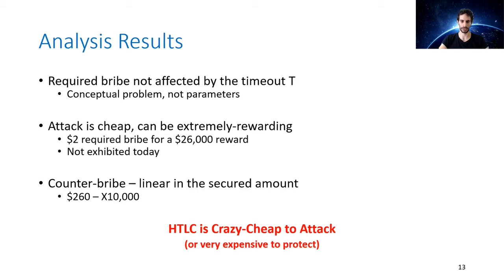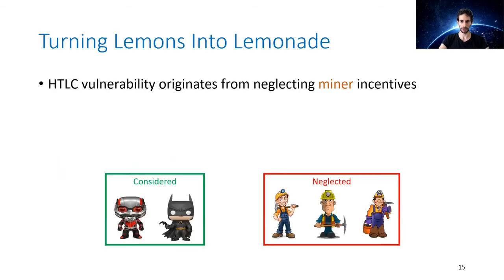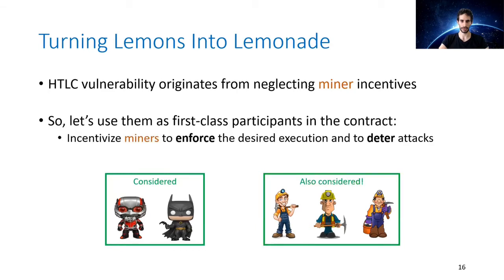We need a systematic solution to this problem. We present MAD-HTLC. Recall the problem is that HTLC doesn't consider miner incentives. So let's not ignore them anymore, but actually use them to enforce the desired execution and to deter attacks.